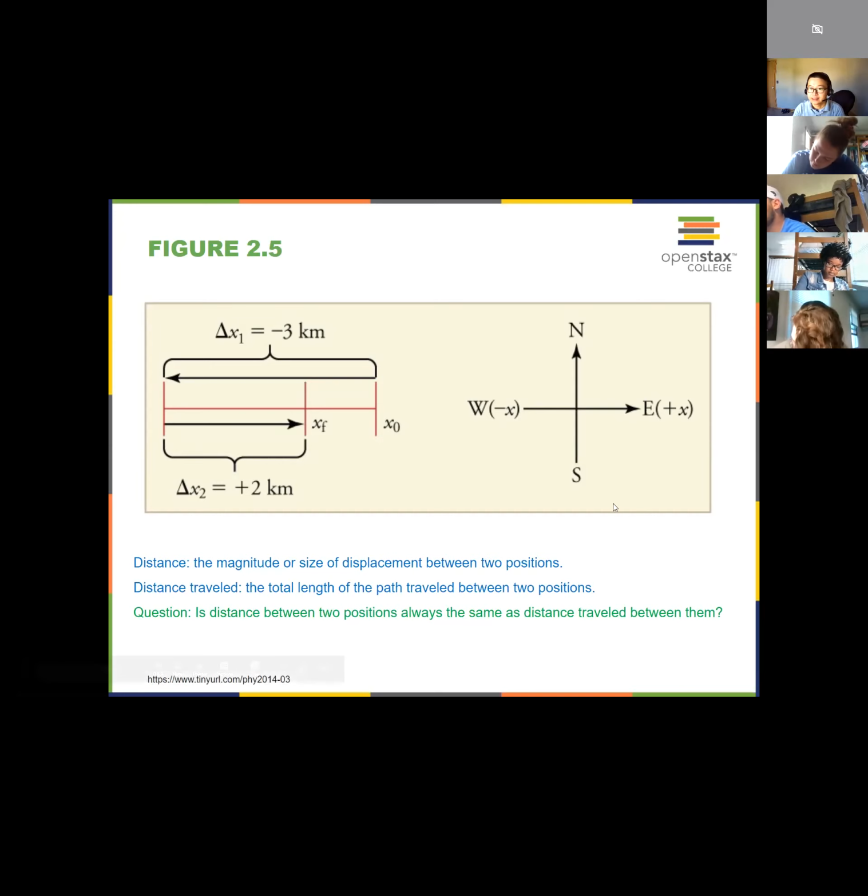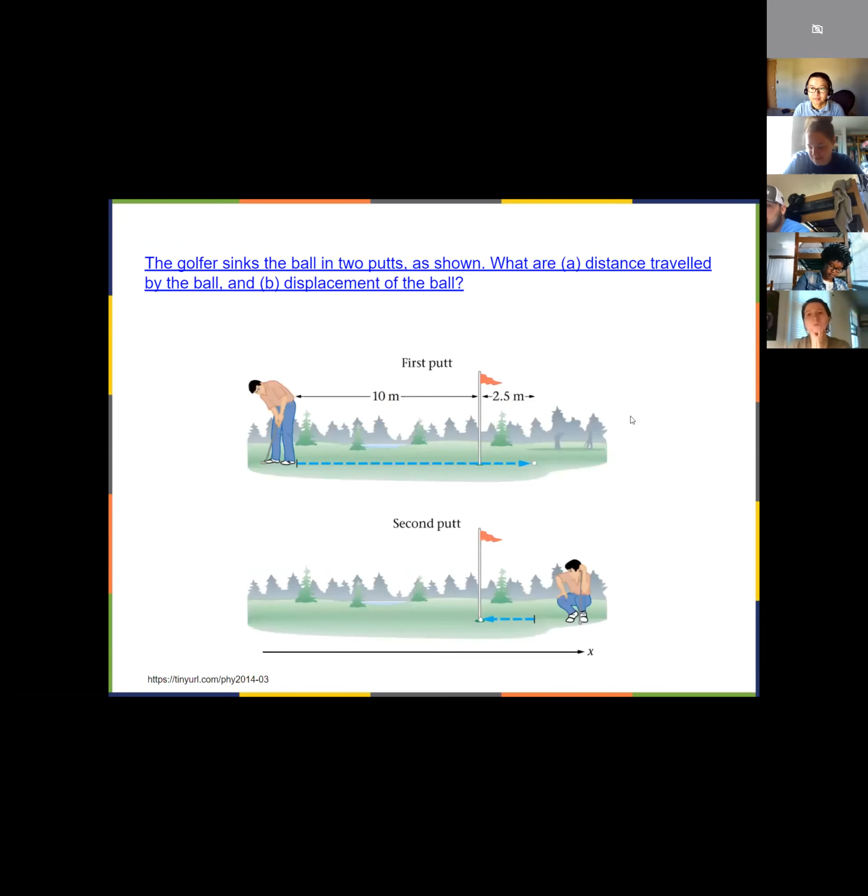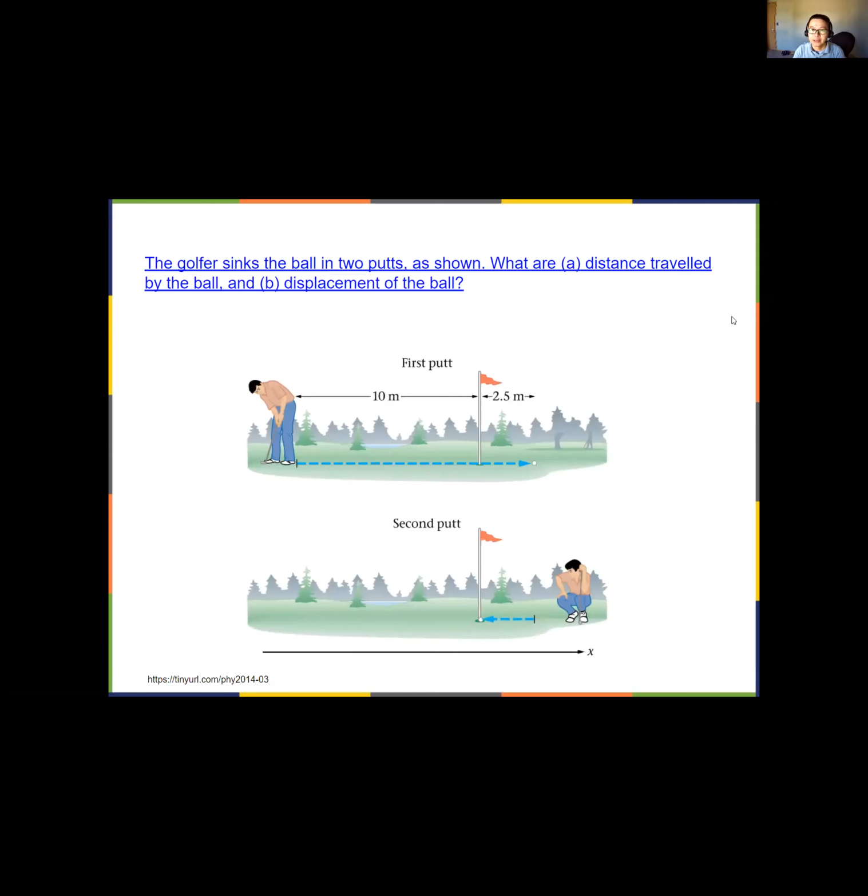Let's move on if you have no more questions on this. Let's take a look at a quick example here. In this case, again, you are looking for the distance traveled of the ball, which should be the total length of the paths. It takes two passes to get to the final hole here for the golf ball, so you will probably figure out that you'll be adding the two up. And for the displacement, it's just the final position minus initial position.